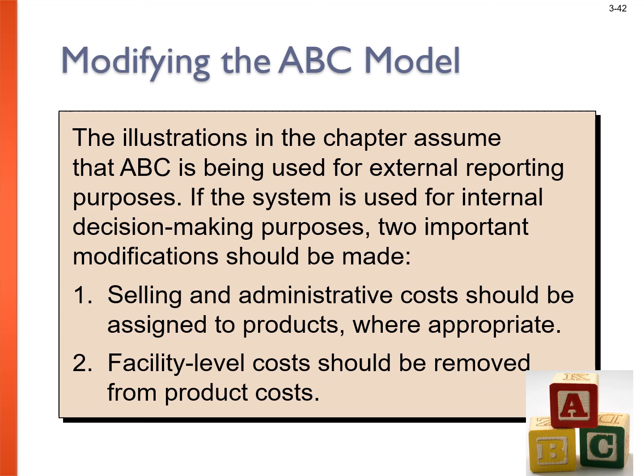So the illustration in the chapter assumed that ABC is being used for external reporting purposes. If the system is used for internal decision-making purposes, two important modifications should be made. Selling and administrative costs should be assigned to products where appropriate. And facility level costs should be removed from product costs.